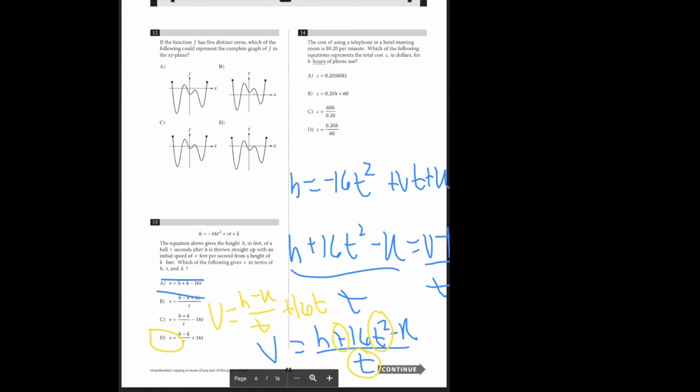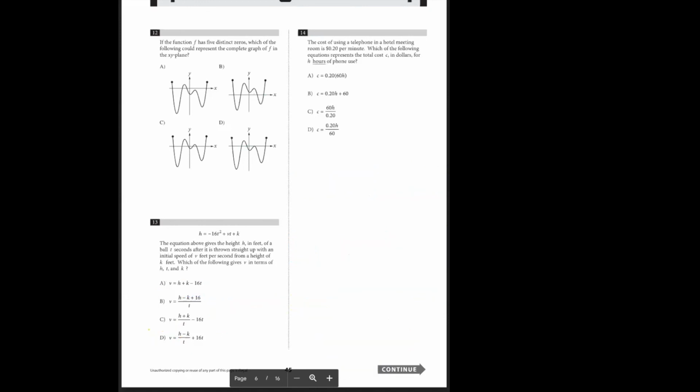And let's look at number 14. All right. So it says the cost of using a telephone in a hotel meeting room is 20 cents per minute. Which of the following equations represents the total cost, C, in dollars, for H hours of phone use? All right. So I will tell you that when I first saw this problem, I was kind of confused. But the way I checked my answer and found it was using my calculator.